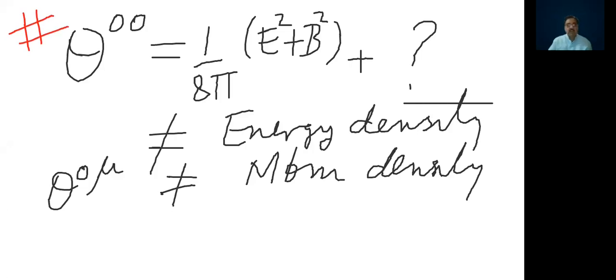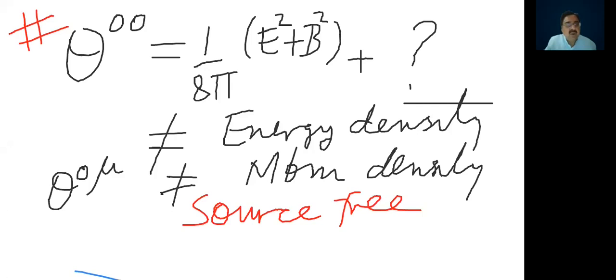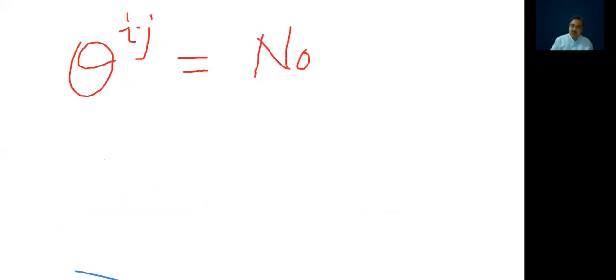Consider the source-free case. Don't take any sources, don't include any j's. Just find out theta 0 0 and theta 0 mu. You can revert to me on WhatsApp or by email, and then we can solve these issues further. But it is sufficient for me to say that this theta ij is not good for us.